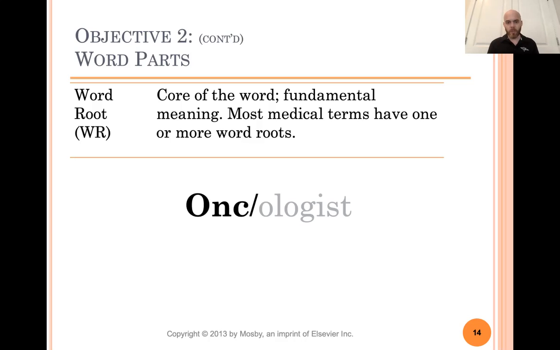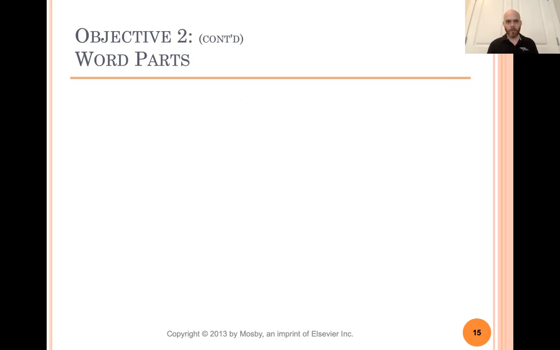Okay, so let's take this word, oncologist. Well, the term onc, O-N-C, means cancer or tumor. Most of you probably already guessed that. Pretty common word. So that's the core meaning of this word. We can look at this word, and even if you didn't know what the last part means, the ologist, you know this word has something to do with cancer.